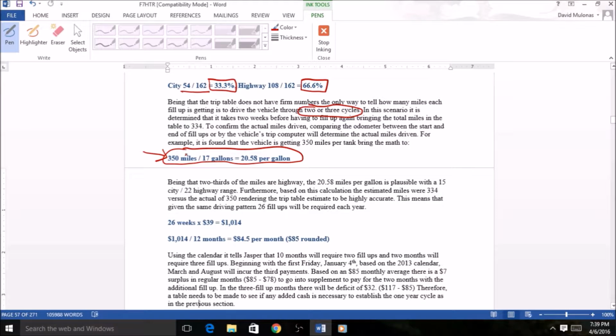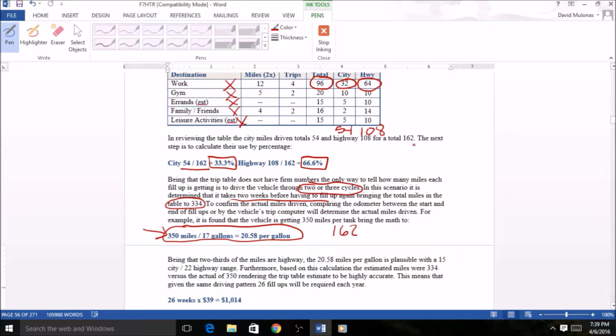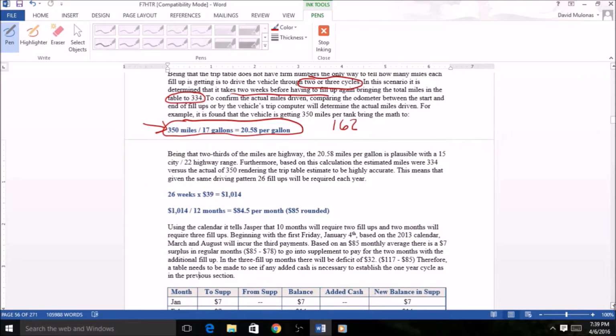The 350 we've just noted, his table is coming out to 334, because we're saying here it takes 2 weeks before Jasper has to fill up. So what we did is took 162 miles, which was in the table up here, from his estimation right here, and we multiply it by 2 and come up with the 334.